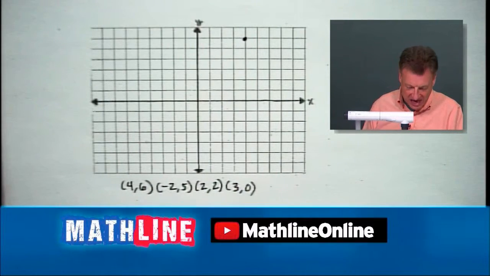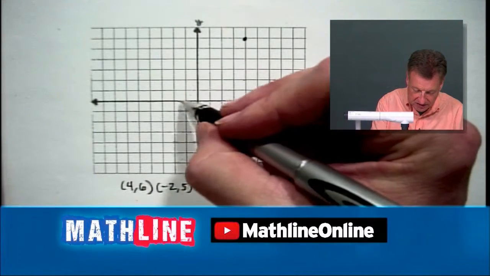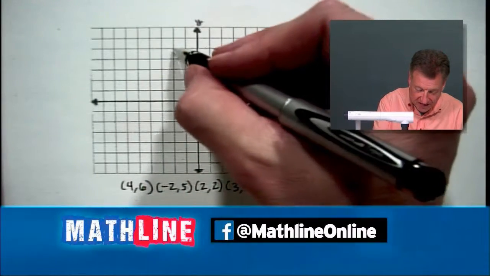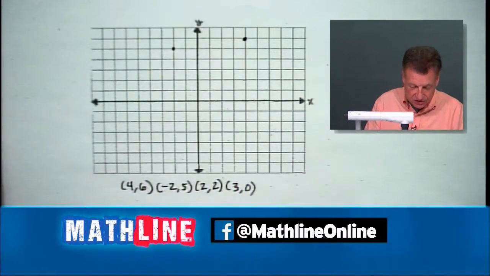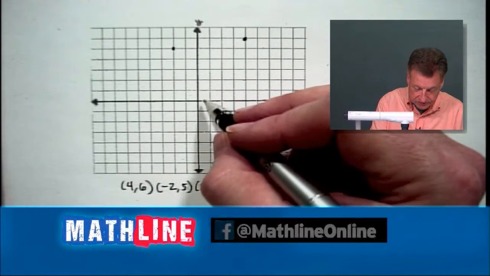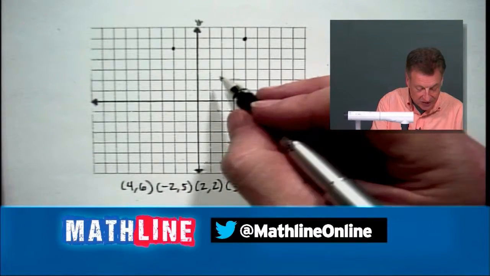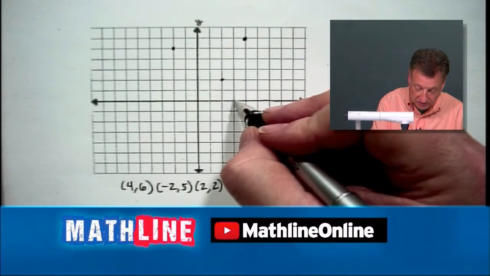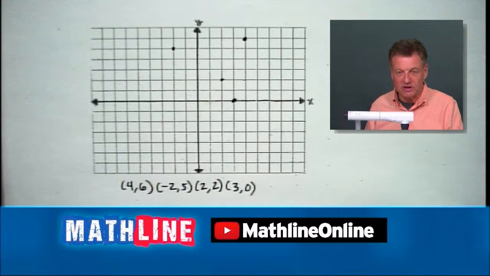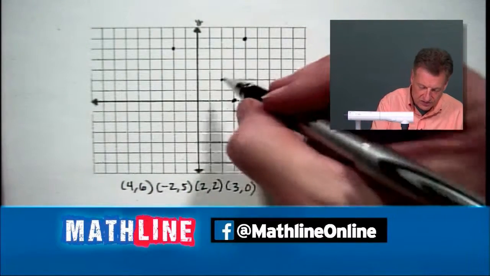-2 and 5. So we're going back this way, and we'll go up 5. Right there it is. 2, 2. Right there we go, to the right and up 2. And then 3, 0. How about it? Go out 3, and we don't go anywhere else. To the right 3, and nowhere.